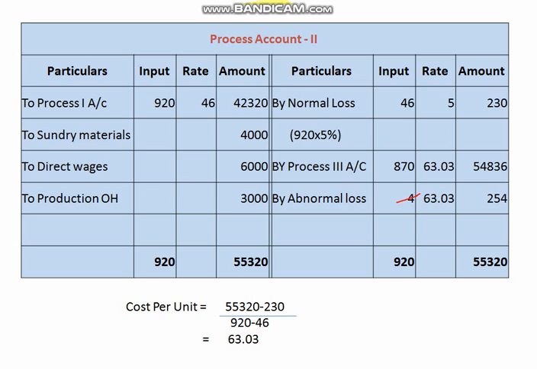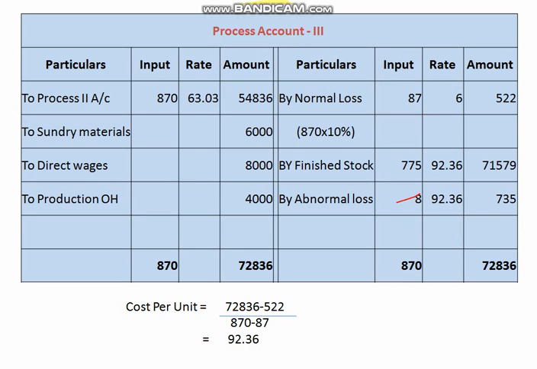Now move to process 3. Process 3 is like this. Just go to the same type of answer, right? So it is transferred from process 2. Then after this process 2, you may use this one and this one. You multiply these two, you will get the finished stock, and then you are getting the answer for the same.